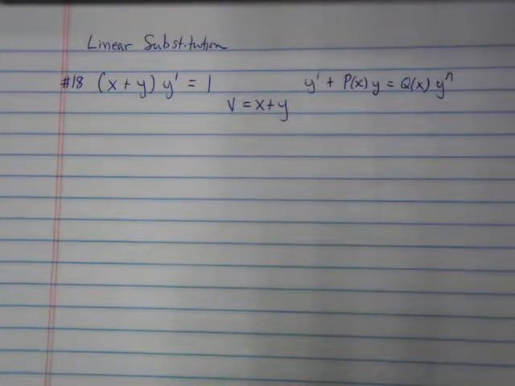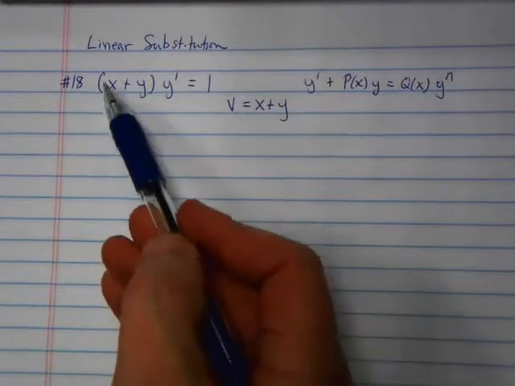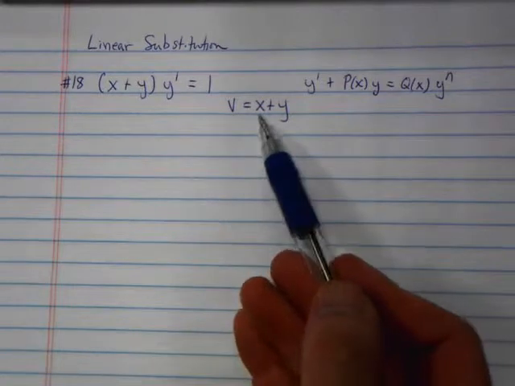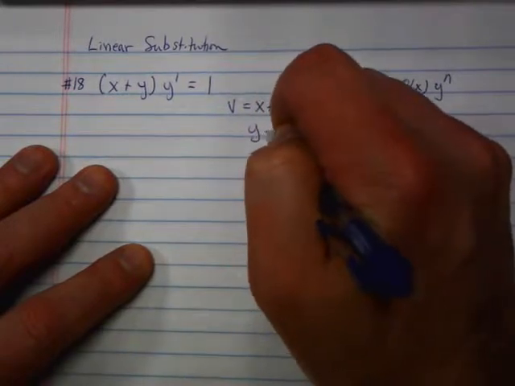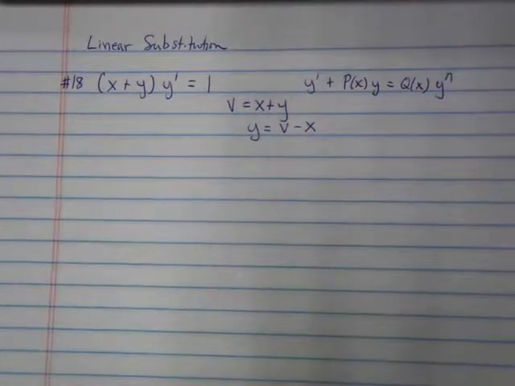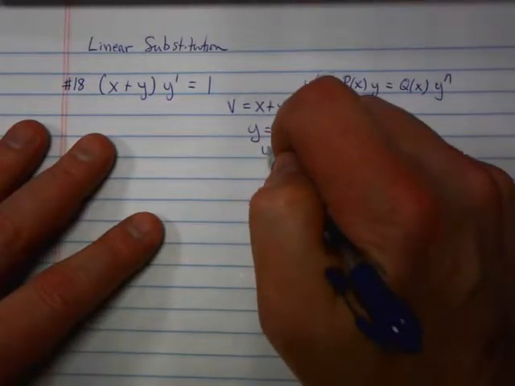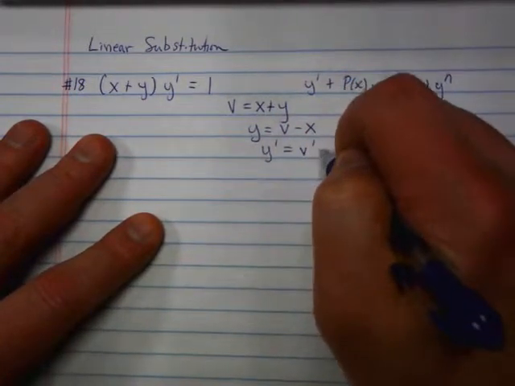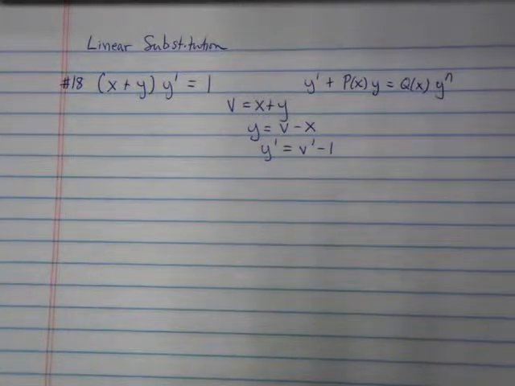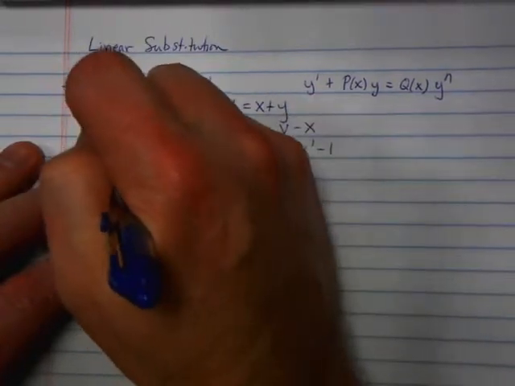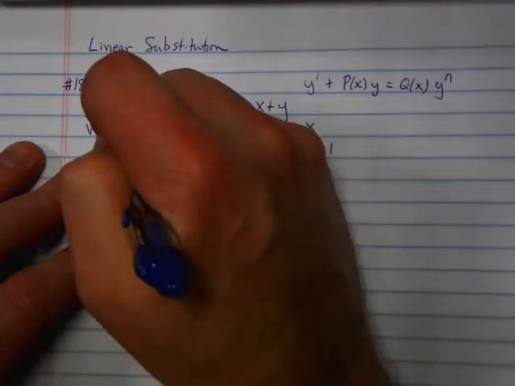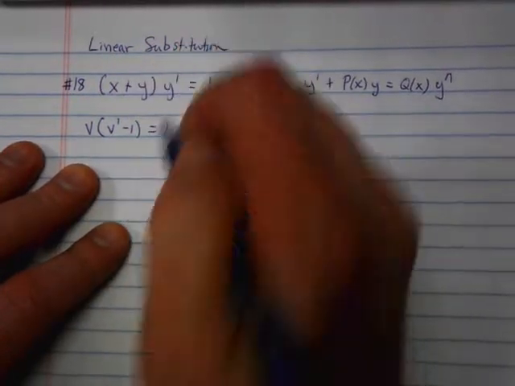Like with every linear substitution problem, if it was 2x plus 3y in here, then v would be 2x plus 3y. I'm going to rewrite that as y equals v minus x, and then take the derivative. y prime is v prime minus 1. And I'm going to make those substitutions. Instead of x plus y, I'm going to write v. Instead of y prime, I'm going to write v prime minus 1 equals 1.